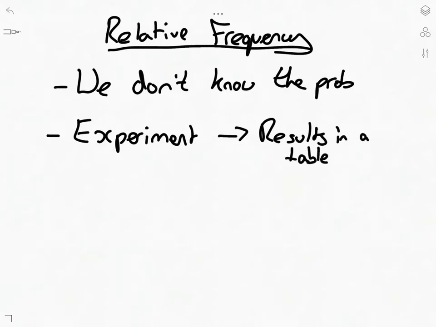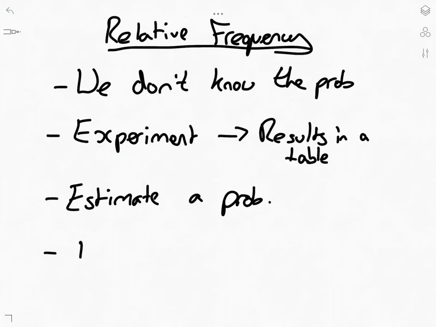So obviously when you're in the exam you won't be doing this experiment and getting the results. If we were in class then we could have done it, but obviously we can't. So you do an experiment, you get some results, and from those results you estimate a probability. We'll see how this works in a moment when I do the example, but this is the general idea. We don't know the probability, so we do an experiment to try and find it out, and we get an estimate. The more tests we do, the more accurate it's going to be.